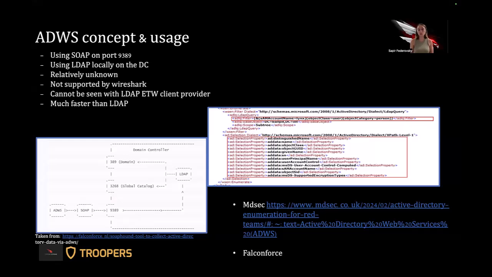But it's a bit different. First of all, Microsoft documentation says this is much faster than LDAP. So for example, if you try to enumerate a full domain, it can be easier to do it using Active Directory Web Services. Also, you can see it when you use ETW, the LDAP client provider, and we'll see it later. We'll also see how you can use ETW to detect ADWS. It's not supported by Wireshark at all, and we'll see it in a minute as well.